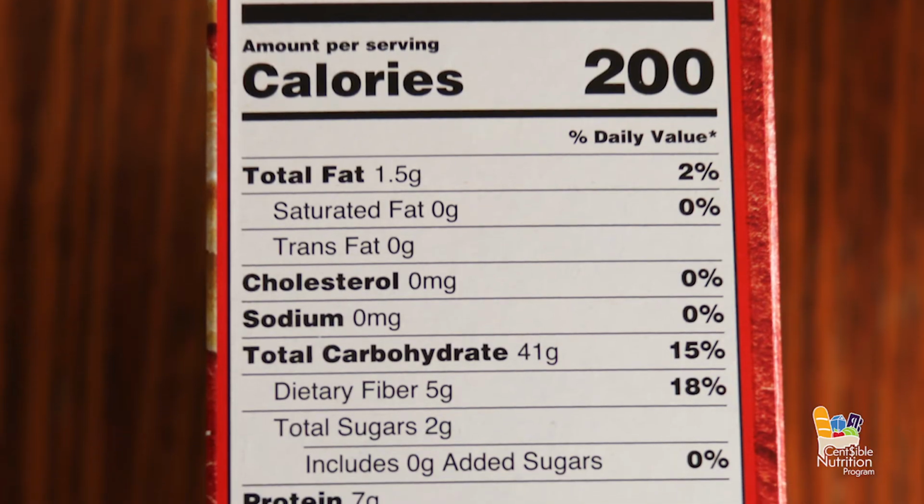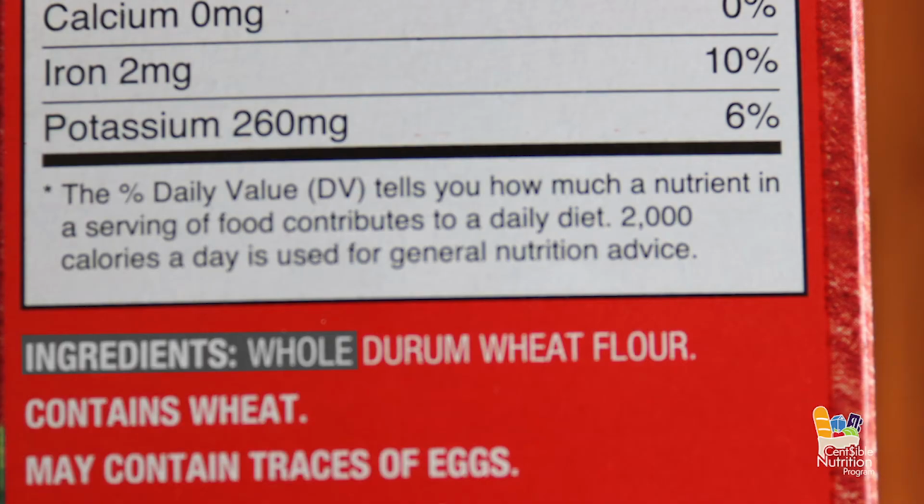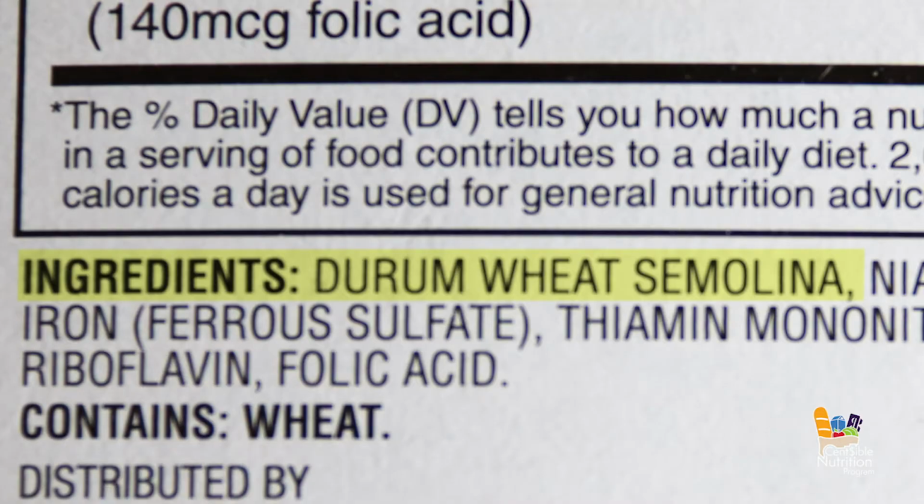Sometimes though, when we're in the store, we get in a rush and we can't quite remember that formula. So one other easy way to check is to look at the ingredient list. On the ingredient list, you want to look for the word whole wheat, whole grain, and that's likely a good indication that what you have is a whole grain product. If it doesn't include the word whole, then it's likely not a whole grain product.